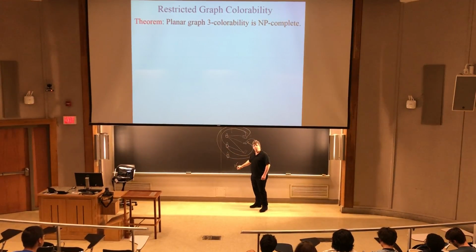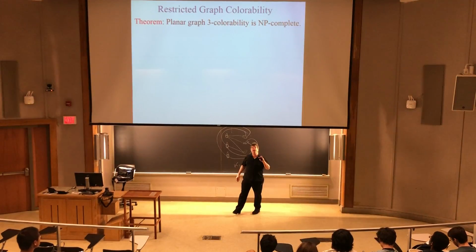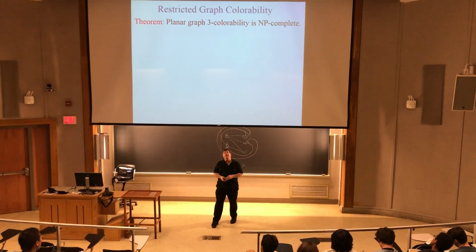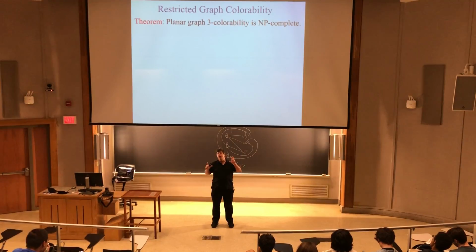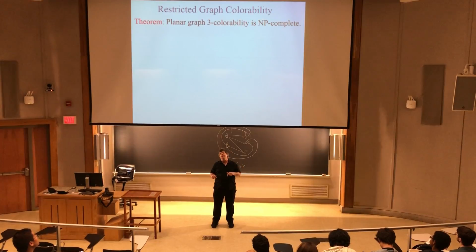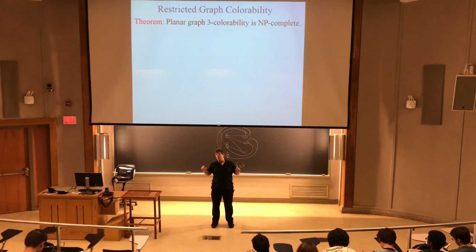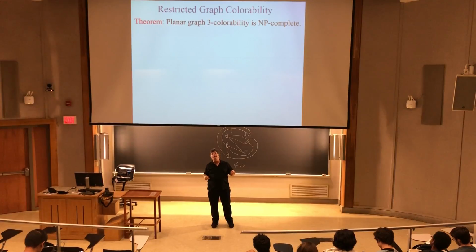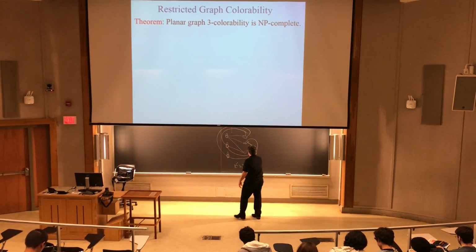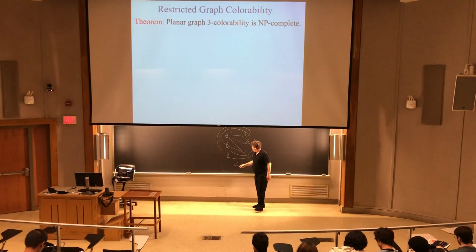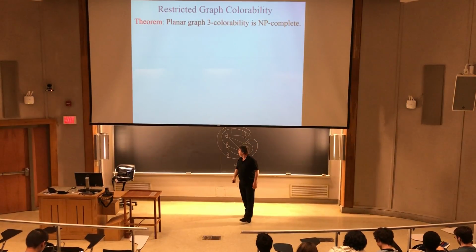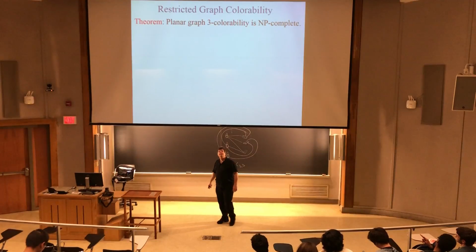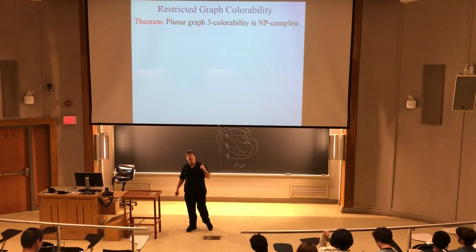So K3,3, the complete bipartite graph on 3 nodes and 3 nodes. Bipartite means the nodes are partitioned into 2 parts, and every node in one part is connected to every node in the other part, and vice versa. So it's like the complete graph, but instead of having 1 group, you have 2 groups. Everything in one group is connected to everything in the other group. K3,3 is not planar. Some edges will cross. There's no way to embed it in a plane without edges crossing.